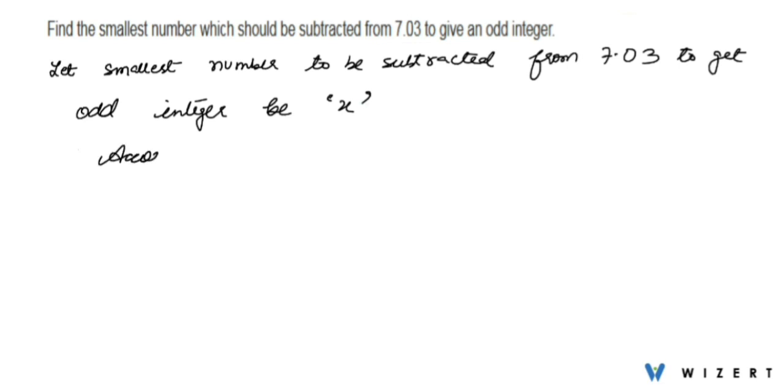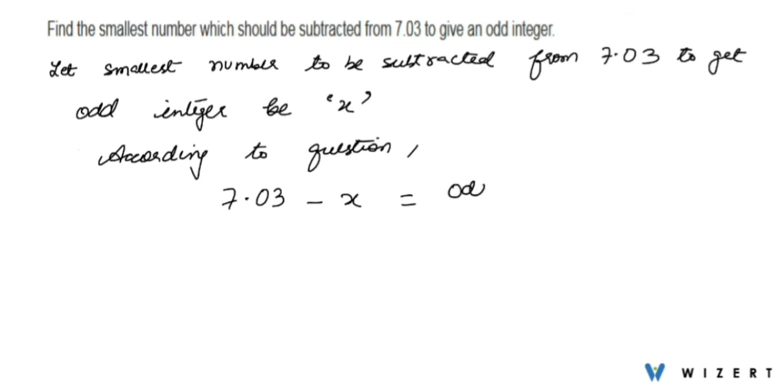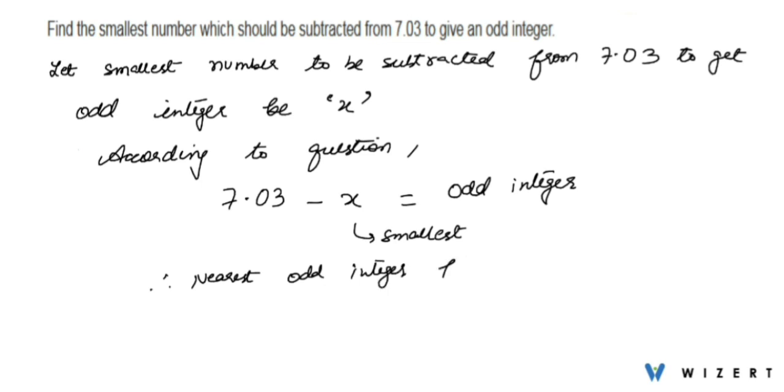Now according to the question, we can write that 7.03 minus x is equal to some odd integer, and here we have to find the smallest possible number of x that satisfies this equation. Therefore we can say that the nearest odd integer from this number 7.03 is 7. Hence we can find out x.